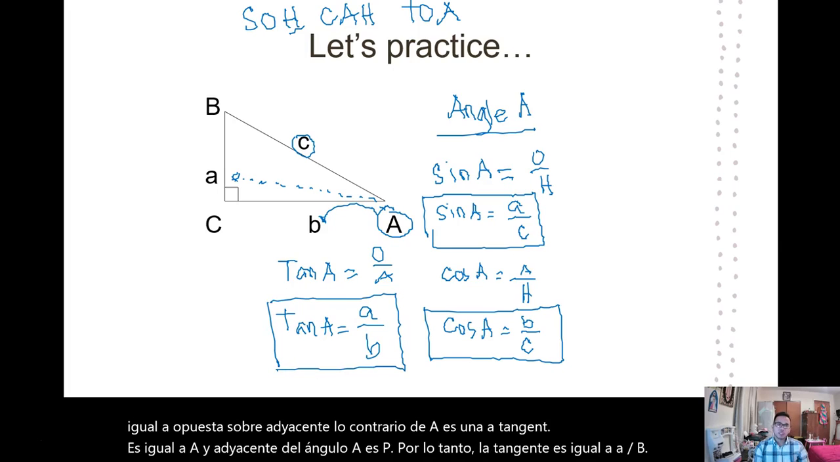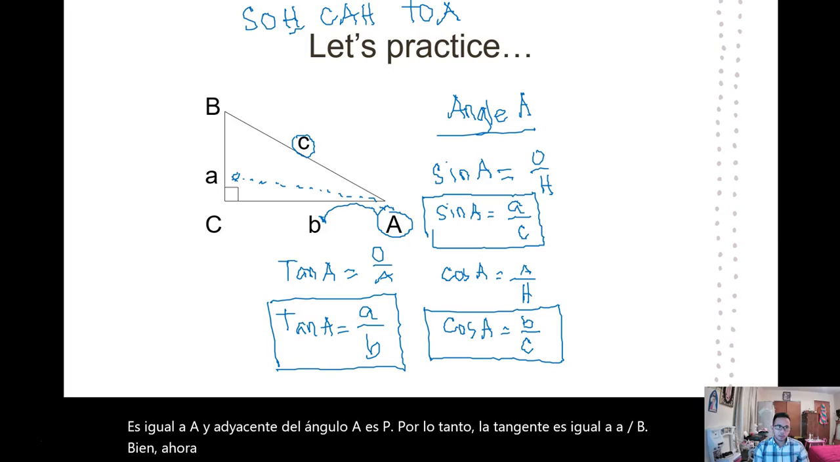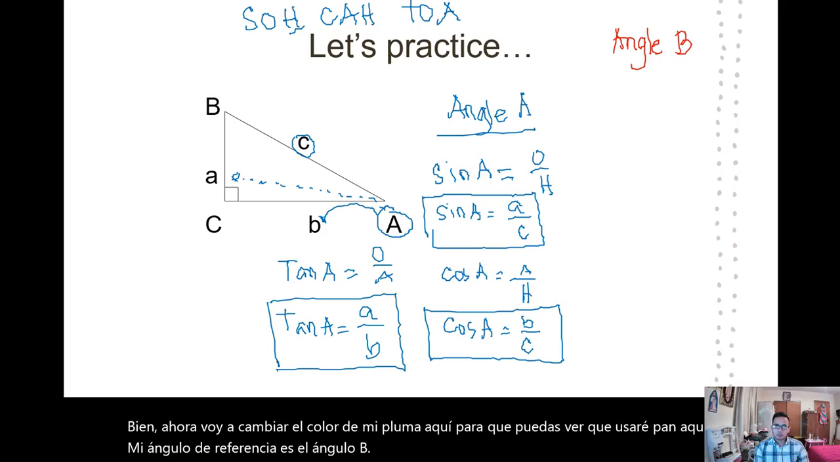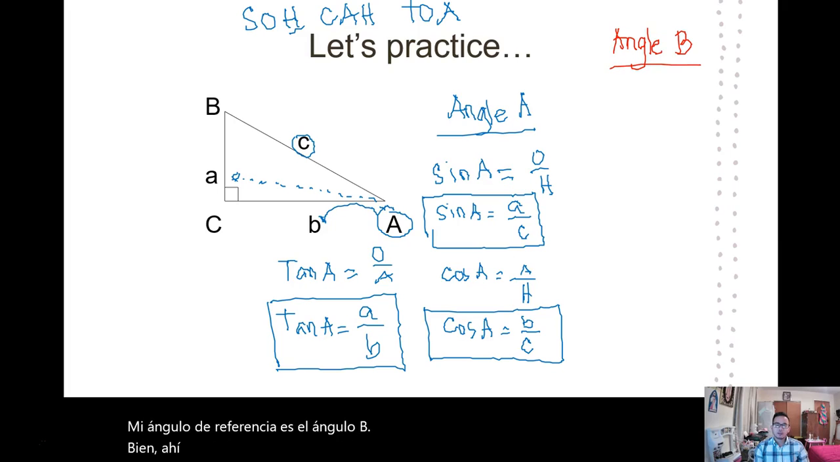Now I'm going to change the color of my pen. You can see I'll be using red here. My reference angle is angle B. That's where I'm going to start. I'm going to look for sine B.